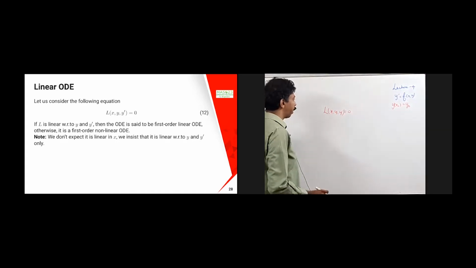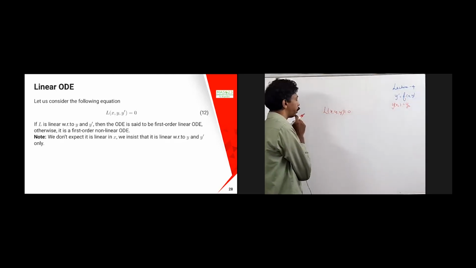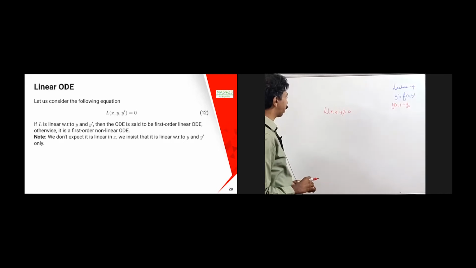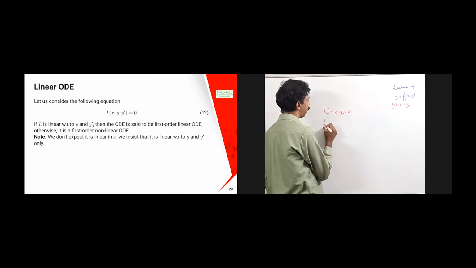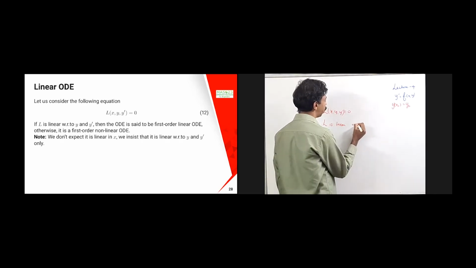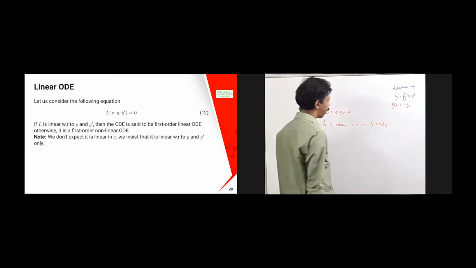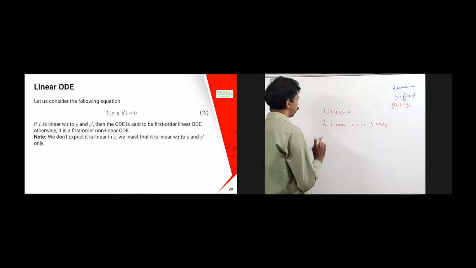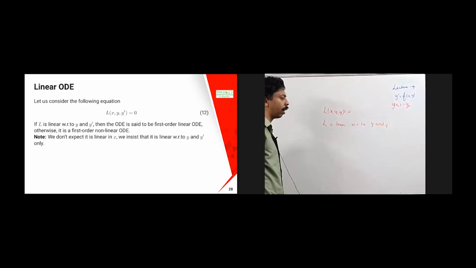Following equation: L of x comma y dash equal to 0. Generally, whatever equation y dash equal to f of x comma y I'm given, you can write it in this form, L of x comma y dash equal to 0. If L is linear, as we already saw in the last definition, with respect to both variables y and y dash, then we say that it is a first order linear ODE. Otherwise, if it is not linear with respect to at least one of the variables, then we say that it is a non-linear ODE.